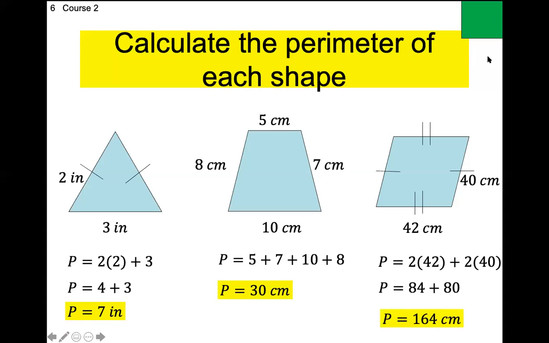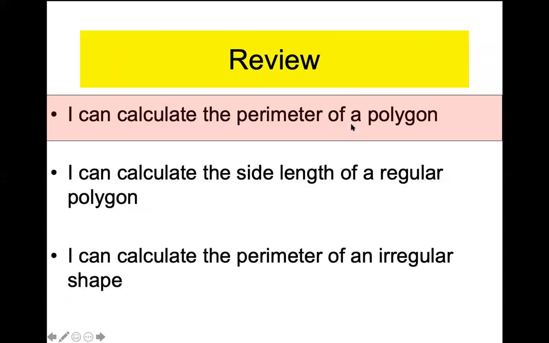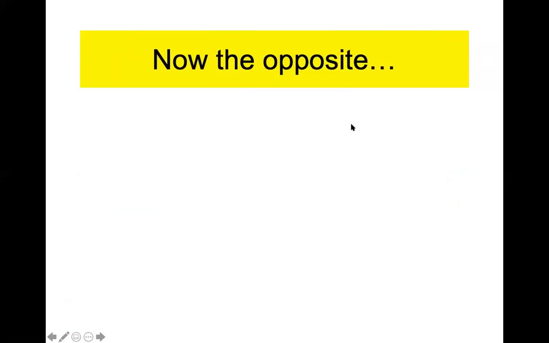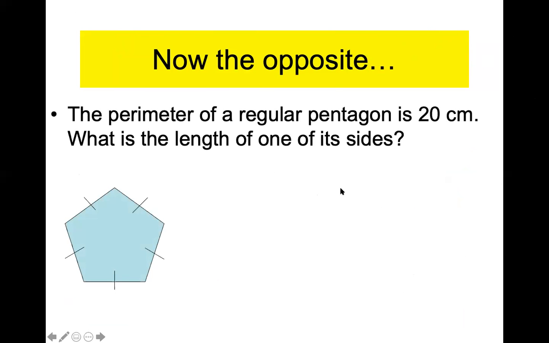Everybody got this? Pretty easy, right? Okay. Moving on. So that's one of three. We're going pretty quickly. Now we're going to do the opposite. If there's a challenging part, this is the challenging part. They're going to give you a shape and tell you its perimeter, and they want you to calculate one of the sides. Sounds like an impossible task.